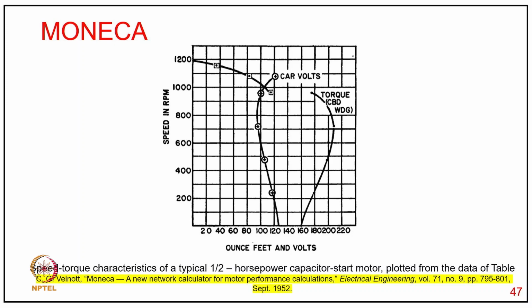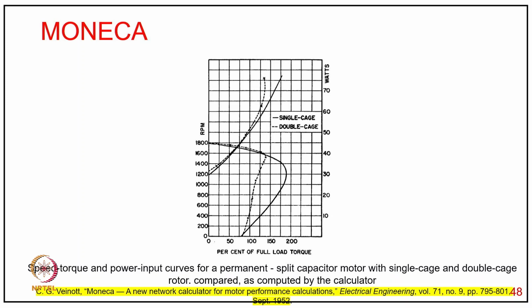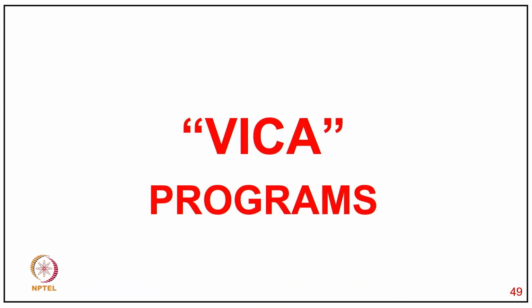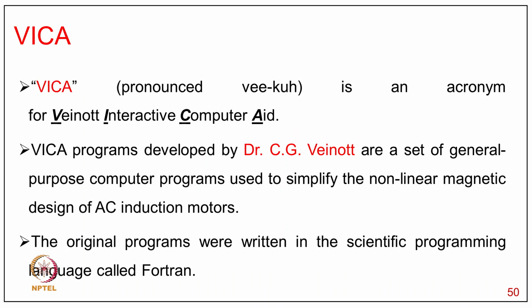Then the speed torque characteristic of a typical half horsepower capacitor start motor is plotted from the data of the table. Then the speed torque and power input curves for a permanent split capacitor motor with single phase and double cage rotor are computed by the calculator. Now there is another software which is converted from this, called the WICA program.